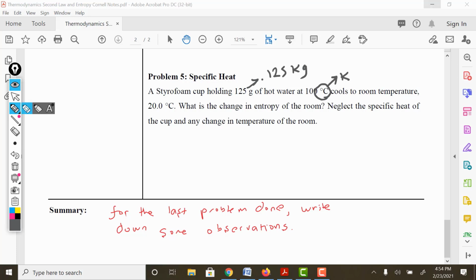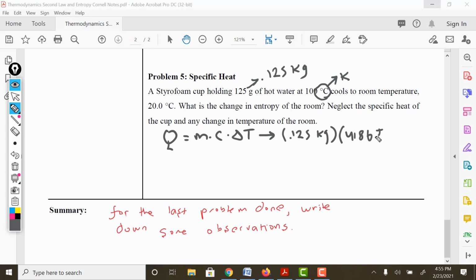The heat, right? So Q is equal to M times C times delta T. The mass being 0.125 kilograms. The specific heat of water in our notes is 4186 joules per kilogram Kelvin. And then the temperature change, right? If I convert these Celsius to Kelvins and then subtract them, the delta T ends up being 80 Kelvin.